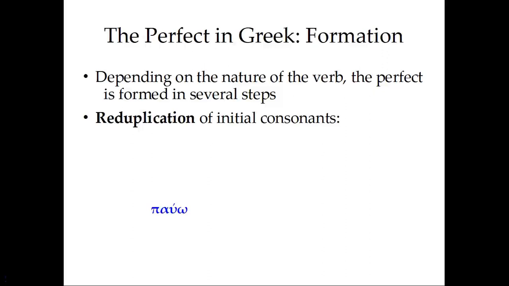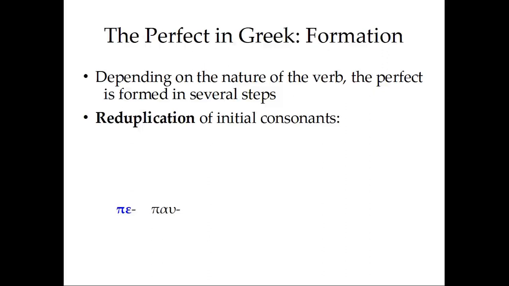For instance, let's take a look at our verb pao, I stop, and we're going to drop our omega as usual to get our present stem. And then we're going to what is called reduplicate that initial consonant pi. It basically just means repeating it and then adding, in this case, a little epsilon in between. Pi on their own would be impossible to pronounce, so we add the epsilon in there to give it its distinct articulation.